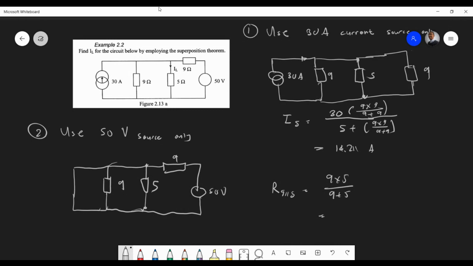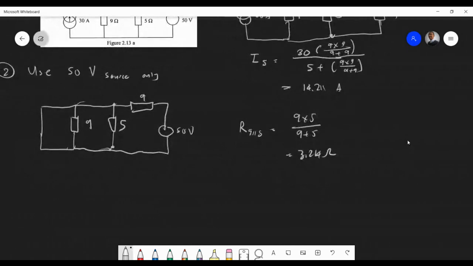Guys, it's slow. That's 3.214. Yes, right? 14. Yeah, 14. Then we have a simple series circuit. And of course, we're going to find the voltage across here, right? That is the idea, obviously, so we can get the current. So that's 5 ohms, not 5, sorry. That's 3.214. It's 50 volts.